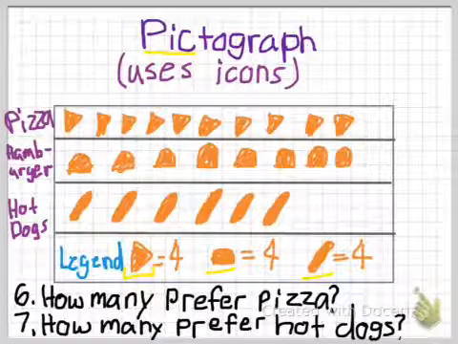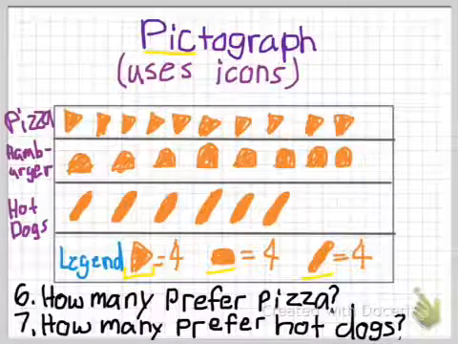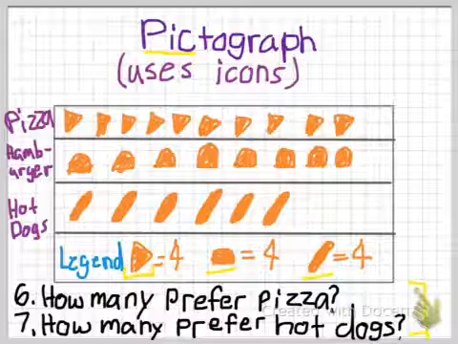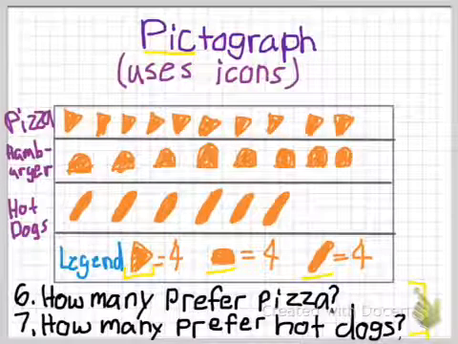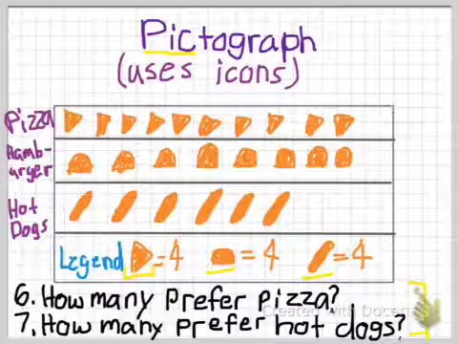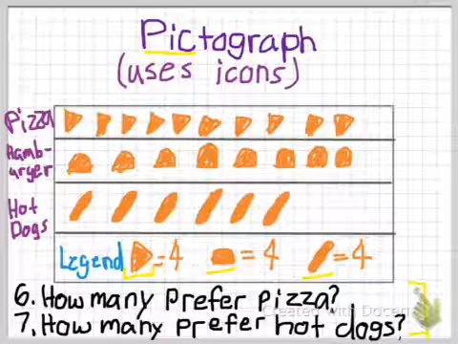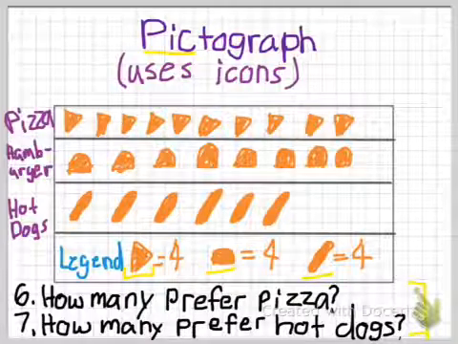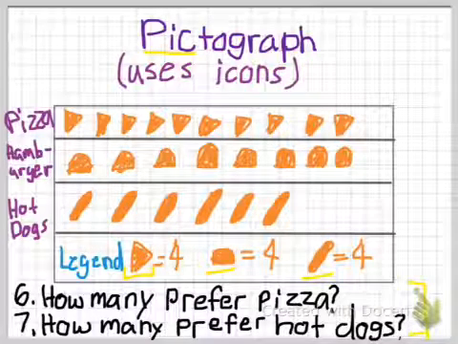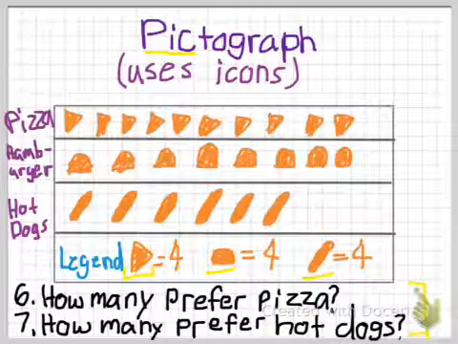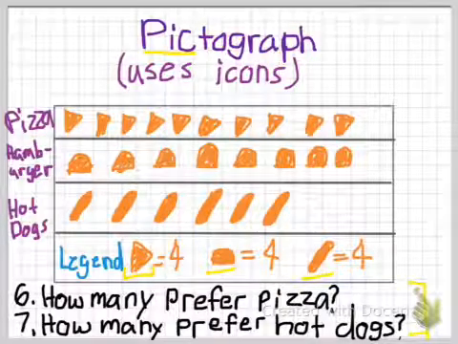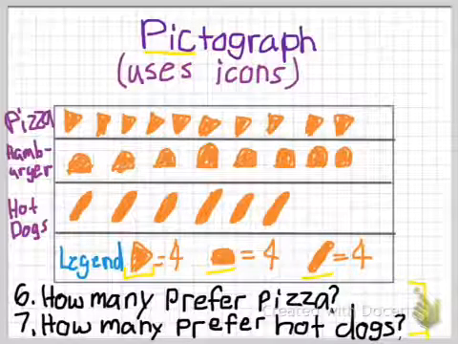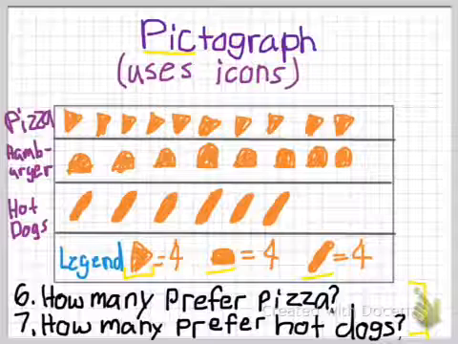And so what I want you to do is to answer problems 6 and 7 down here at the bottom. Problem 6 says how many people prefer pizza. So you're going to count how many pictures and recognize that each picture is worth 4 people. So that's going to require a problem to solve. And number 7 says how many prefer hot dogs. Again, count the pictures, recognize that each hot dog is worth 4 people. So I want you to go ahead and answer those questions in your notes. I'll be checking them.